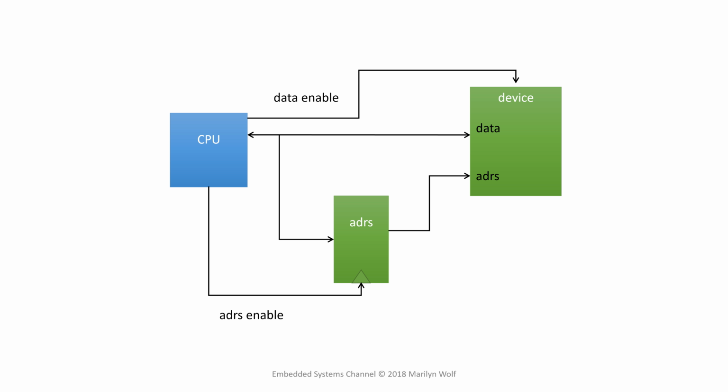The address enable line can be used to control a register that loads the address from the bus into the device. The device can then look at that address and decide if it is the target of this transfer. If so, the data enable line tells the device when to either look for the data that's being written or to provide the data that's being read.